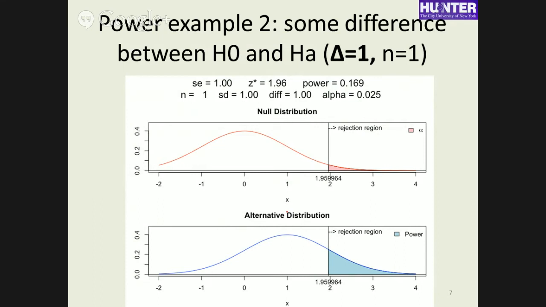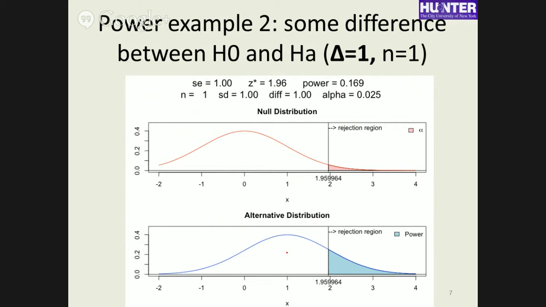This is based on your sample? Yes. The sampling distribution is based on the standard deviation and the sample size. But this shift of 1 here is just hypothetical. We're only going to talk about hypotheticals for power calculation. So this is not coming from an actual sample.